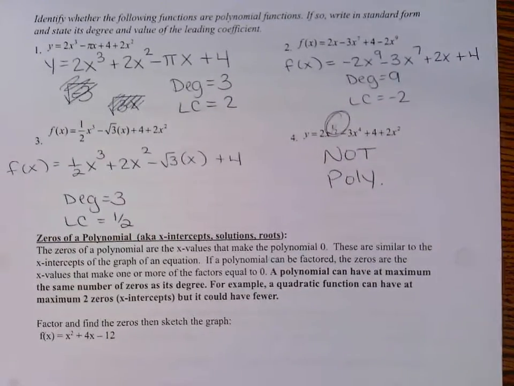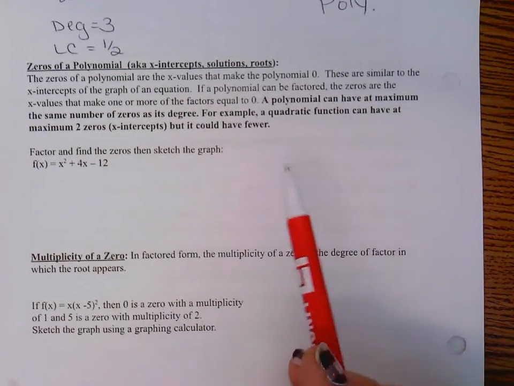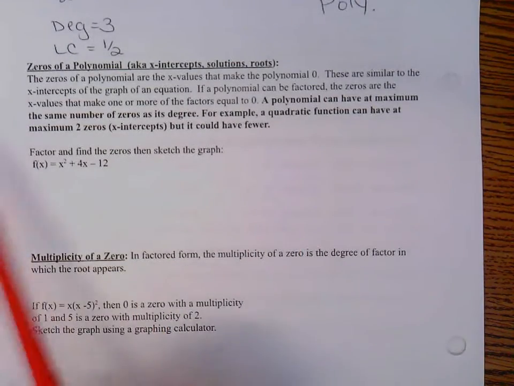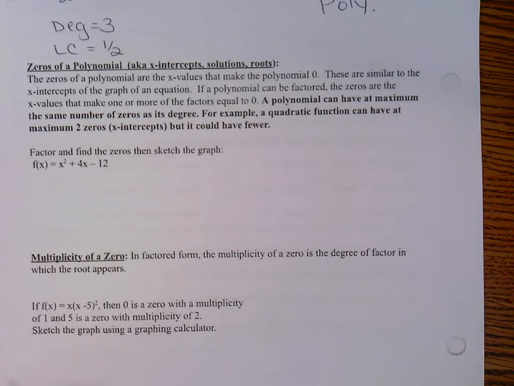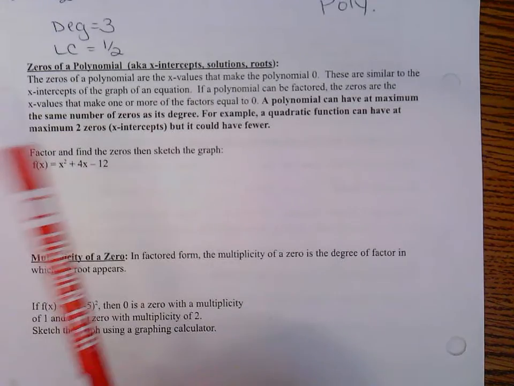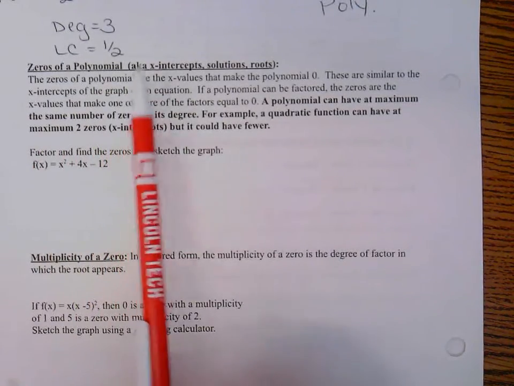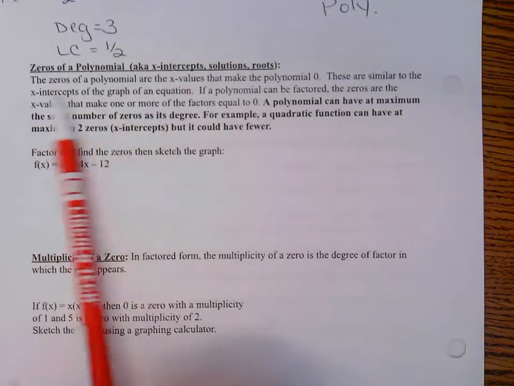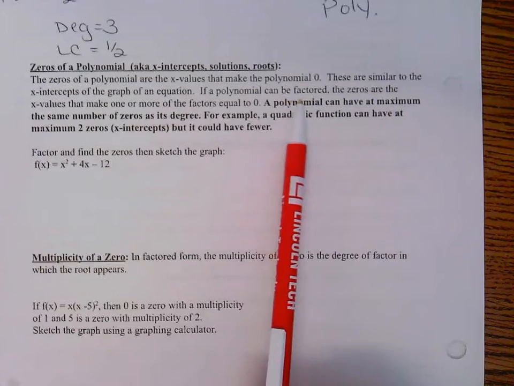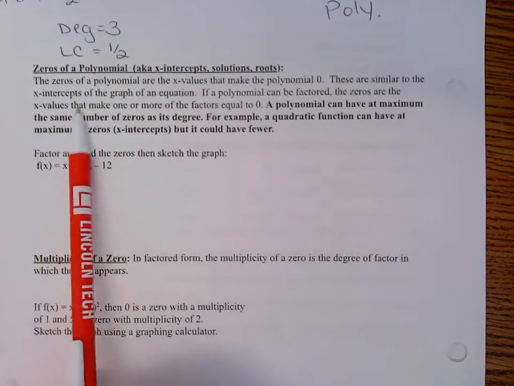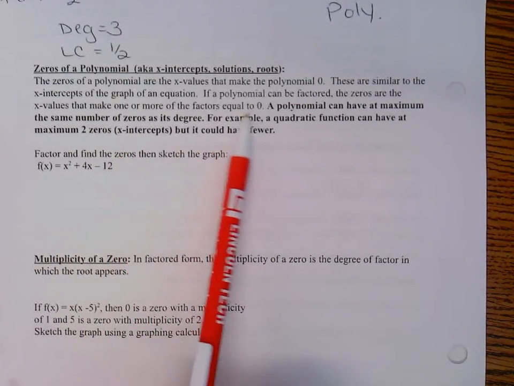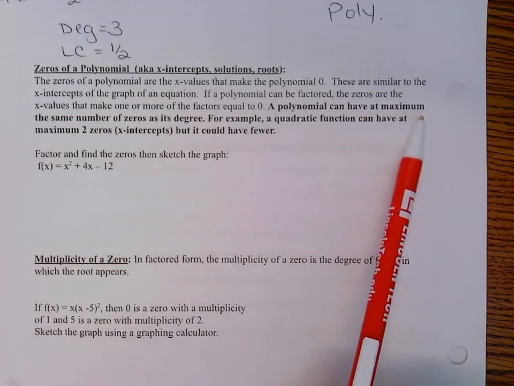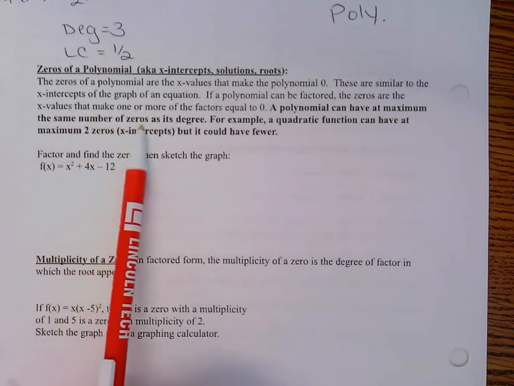So I wanted to talk about zeros of a polynomial. And the zeros, this is why you need to know how to factor, is to find zeros. So I think some of you might have seen this in Algebra 2, like if it bounces off the graph or cuts through, but I'm not sure if all of you did. So the zeros of a polynomial are the x values that make the polynomial 0, right? They're the x-intercepts. If a polynomial can be factored, the zeros are the x values that make one or more factors equal 0. A polynomial can have at maximum the same number of zeros as its degree.